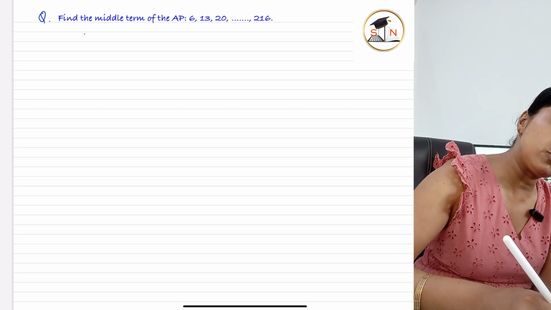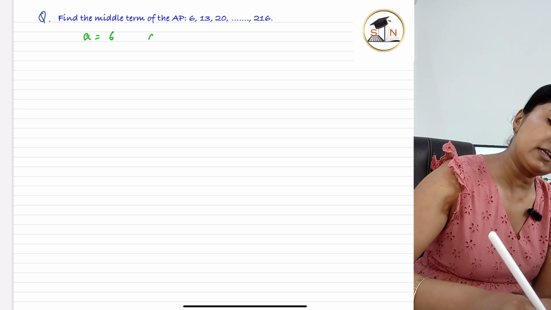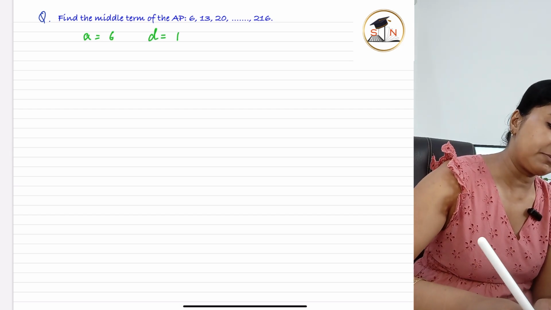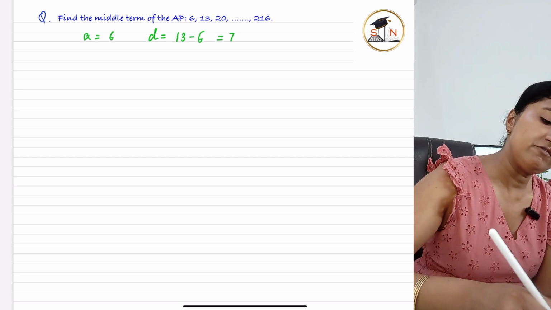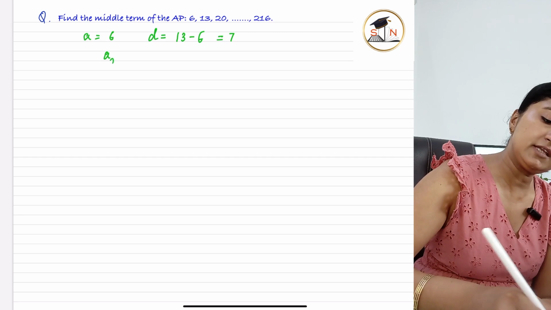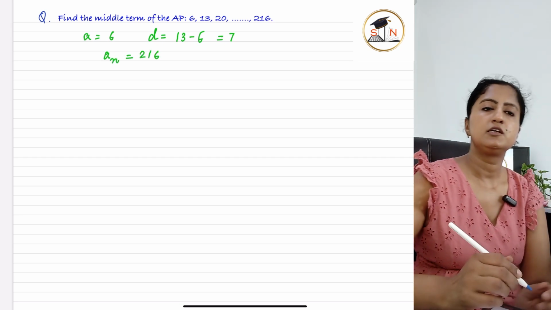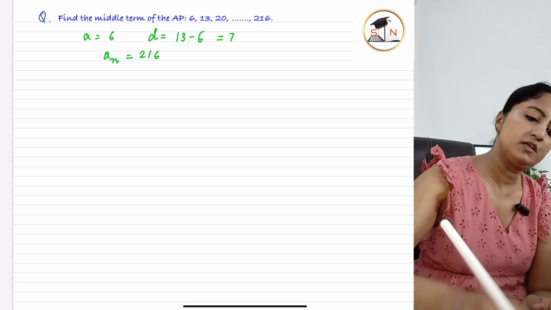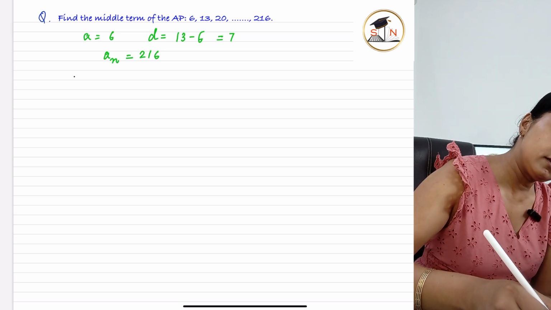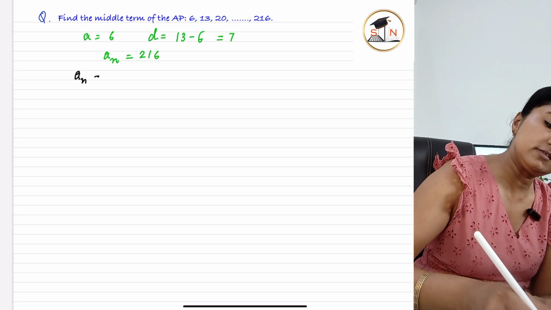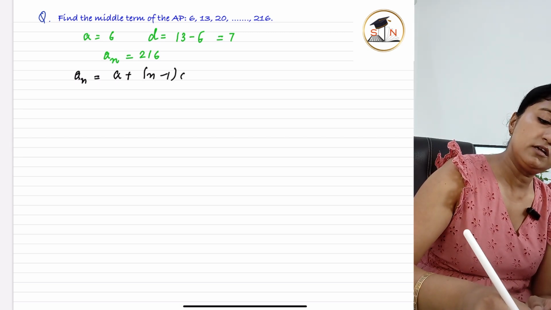First of all, what is given to us? We are given a, which is 6. We are given d by subtracting 13 minus 6. That results in 7. And we are also given the nth term, that is an, as 216. So now we need to find n over here. And how do we do that? an equals a plus (n minus 1)d.